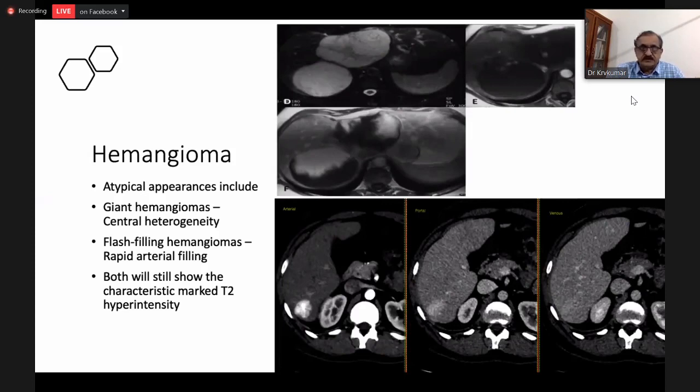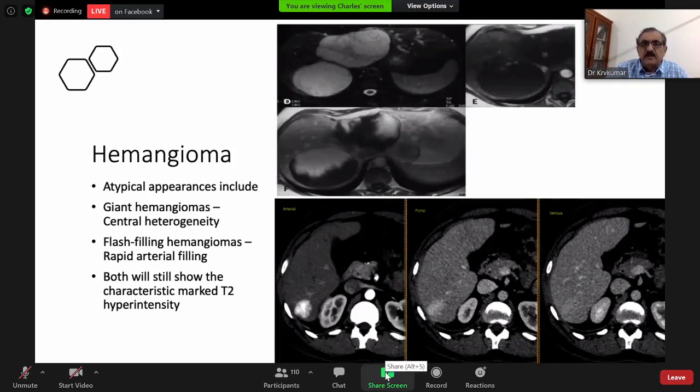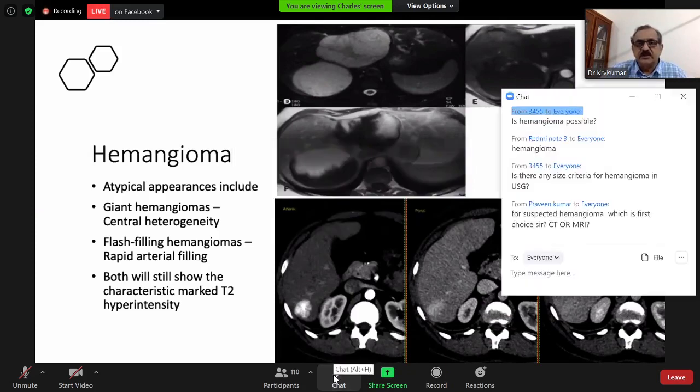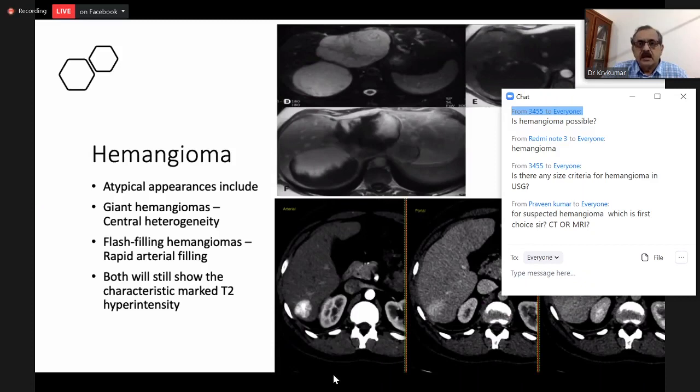Any questions from the student side? Let me see in the chat box also. I think we'll finish it off and then we'll go for the next case. Is there any size criteria for hemangioma in the ultrasound scan? One question is there. And in a suspected hemangioma, which is the first choice, CT or MRI? I think together you can take up these two questions.